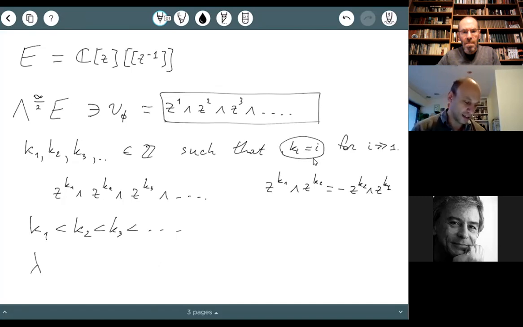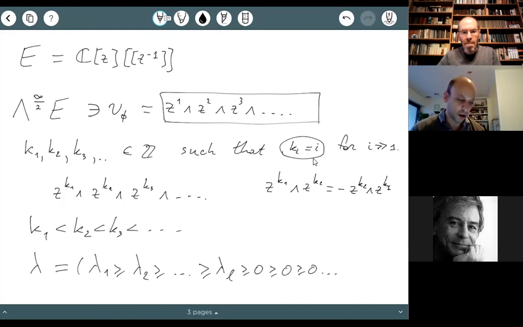So if lambda is a partition, it is just a sequence of natural numbers, lambda_1, lambda_2, and so on, that at some point, well, at some point you only get zeros. So it is a non-increasing sequence of natural numbers. This is a partition of, well, the sum of the lambda_i's. So we don't fix the size of a partition. It's just a partition, it's just a sequence like that.